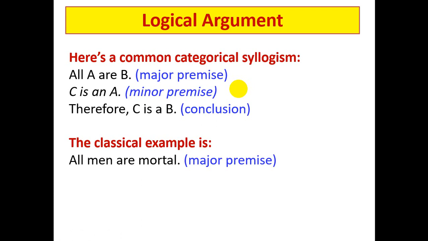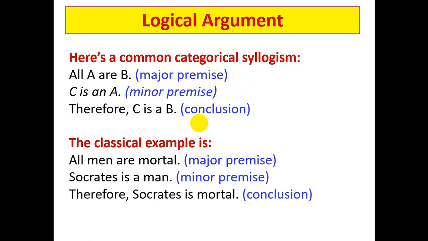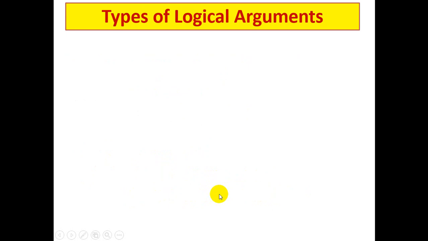We have a classical example which is all men are mortal. Socrates is a man, therefore Socrates is mortal. So the first one is the major premise, then the minor premise, and the conclusion. And we can derive this conclusion using the two premises like that. All men are mortal, and as long as Socrates is a man, therefore Socrates is mortal.